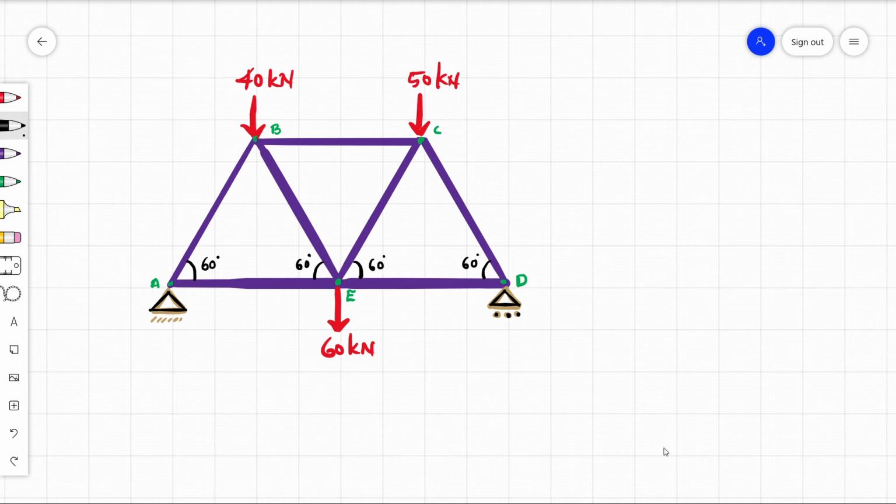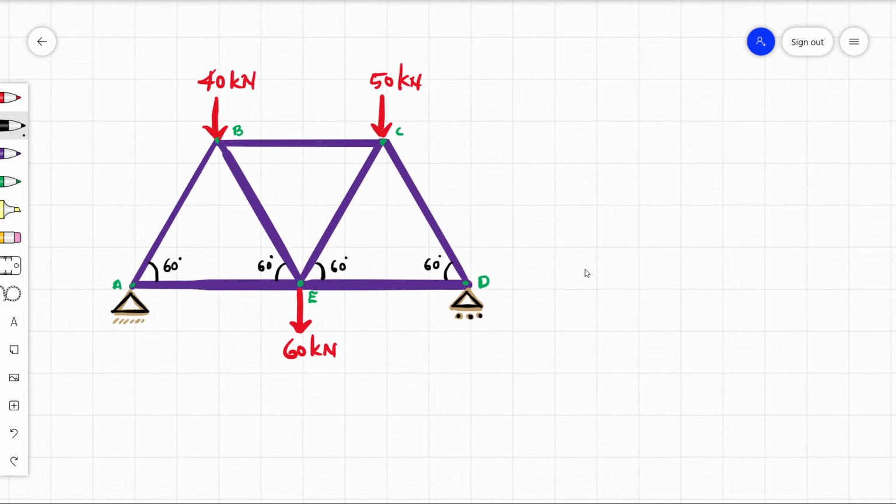So, what is our role? Our role is to find the force, but with the help of the method of joints. Over here, we are going to do the numerical with the help of method of joints. So, we'll study how that is about to be done.